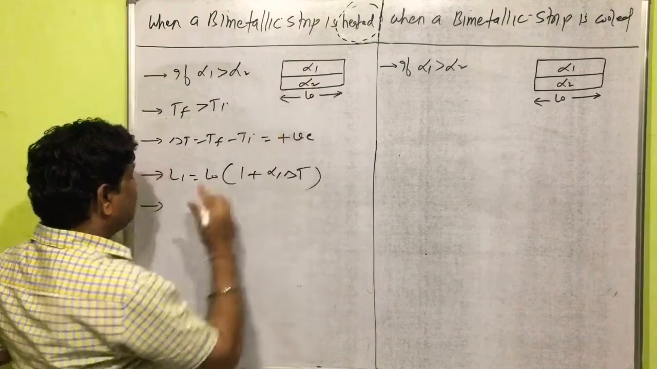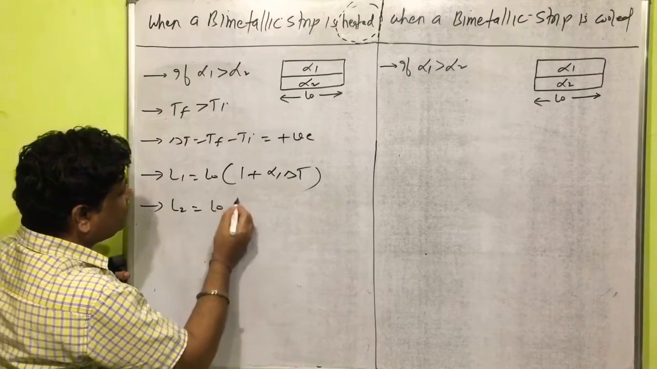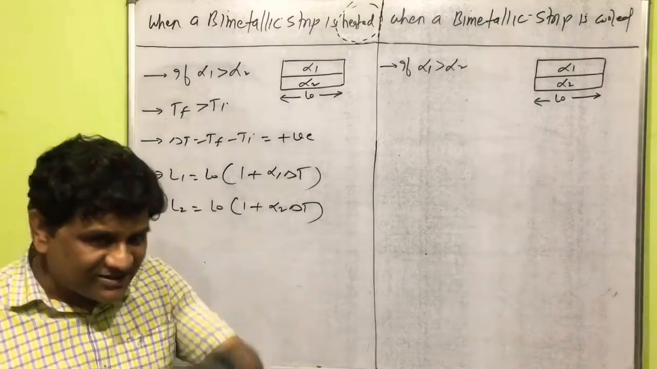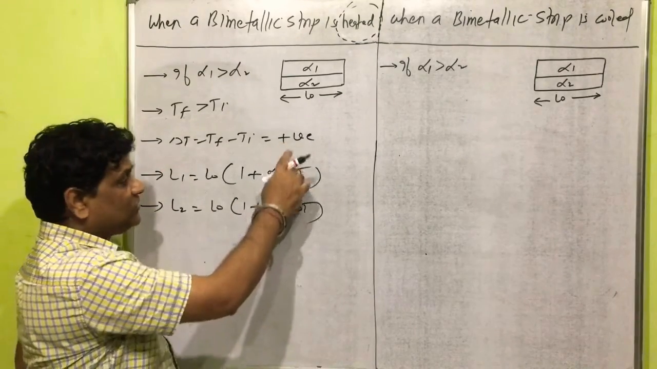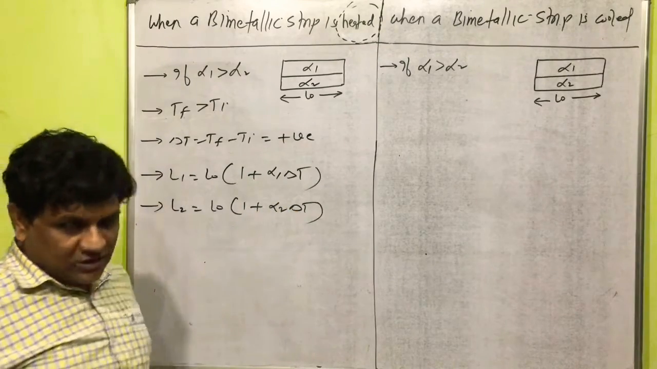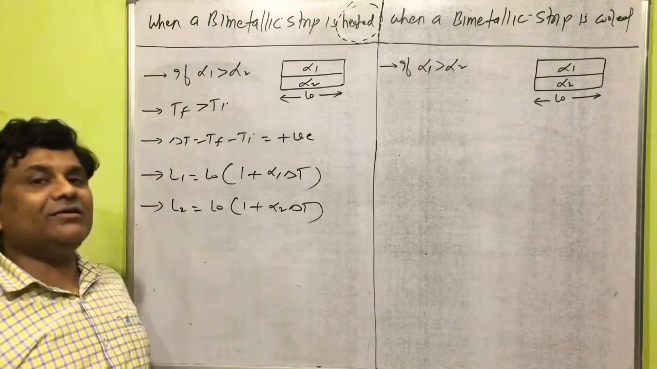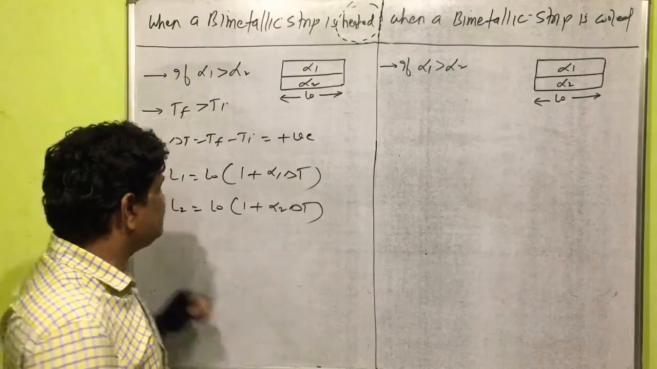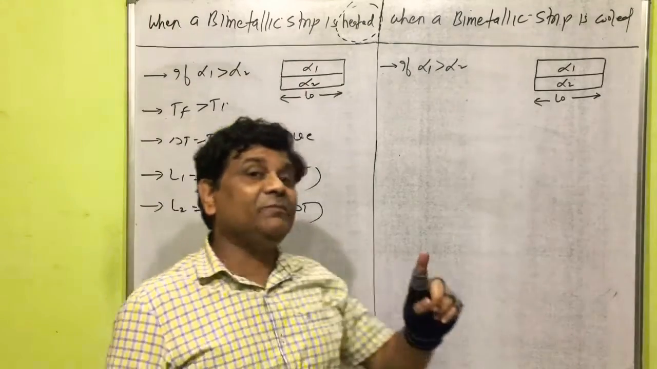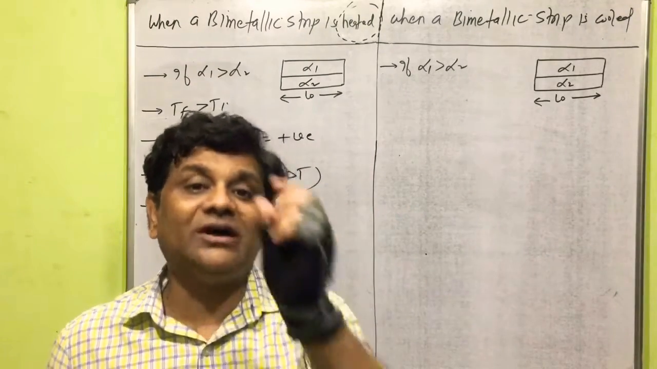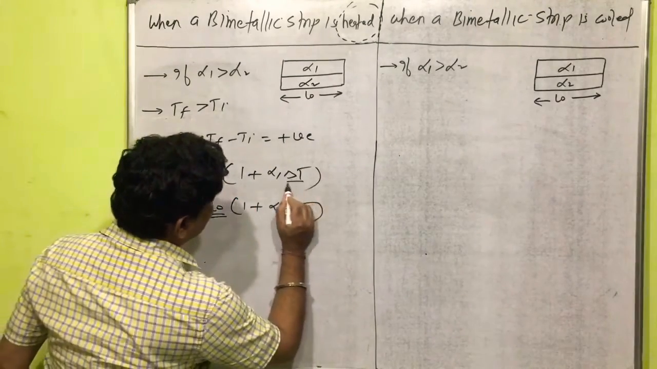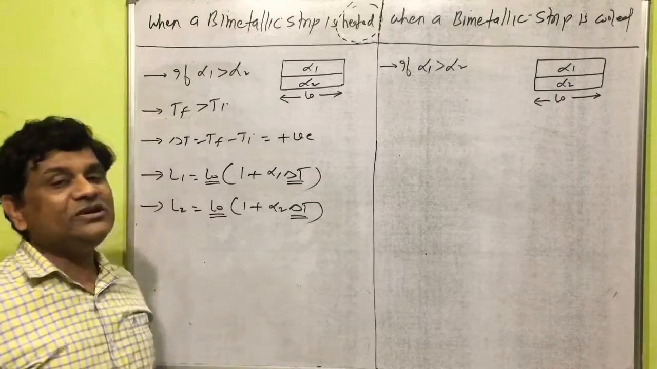Final length of the lower strip is L2 is equal to L naught into 1 plus alpha 2 into delta T. Yes, it must be clear here, delta T is positive. Now initially the bimetallic strip is straight, of length L naught, so this length is the same L naught. Upper strip and the lower strip both are heated to the same temperature, so delta T is also the same.